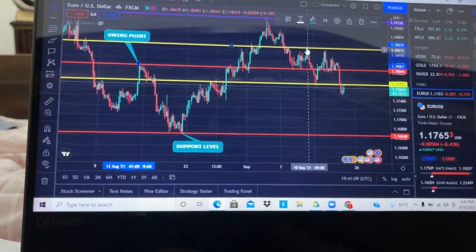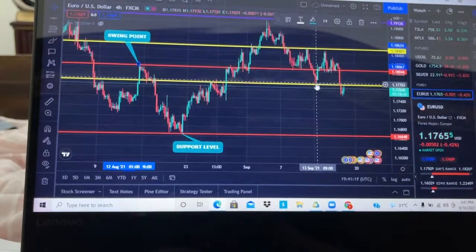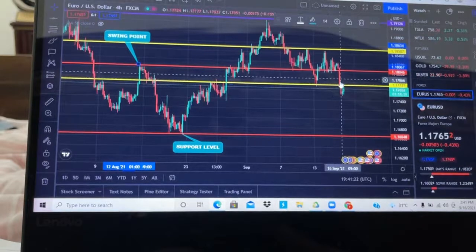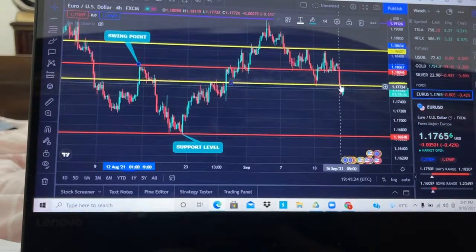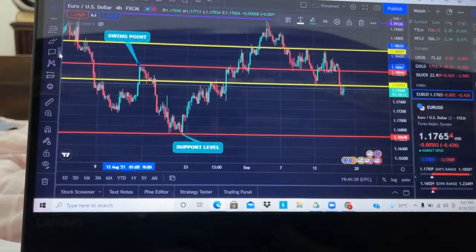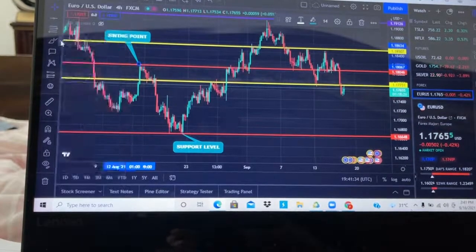And as you can see, right here would be a perfect swing point for us. Okay. Right here, perfect support. But as you can see, the candles went to the support, and right at this zone, let me just put a notation here.